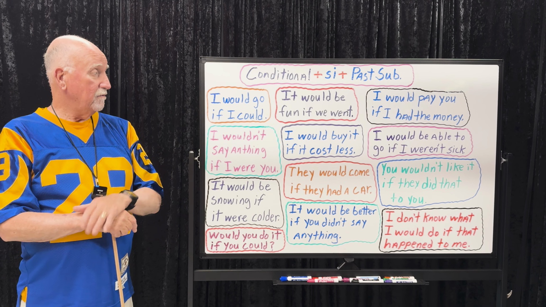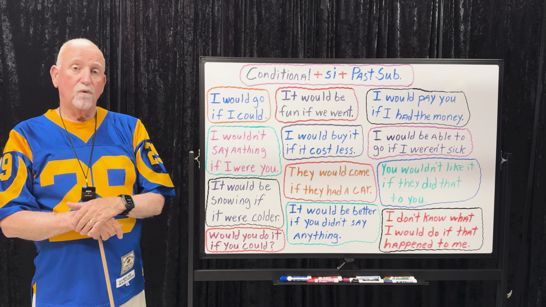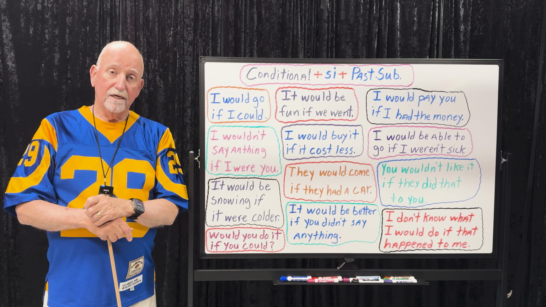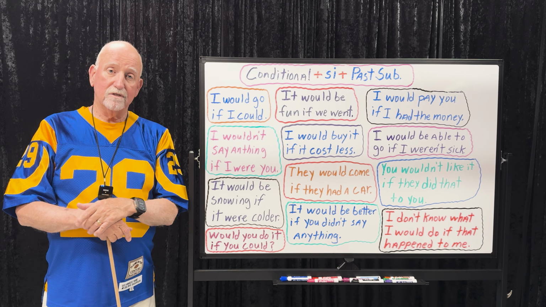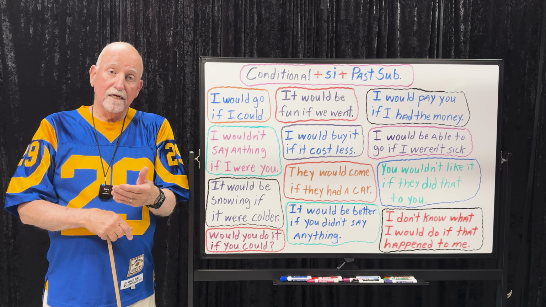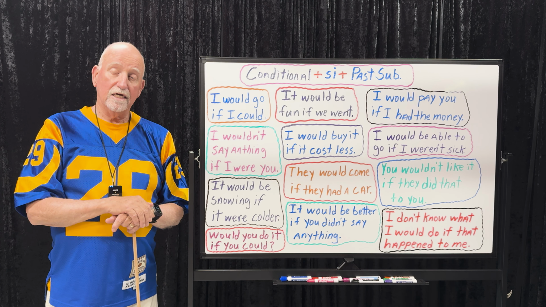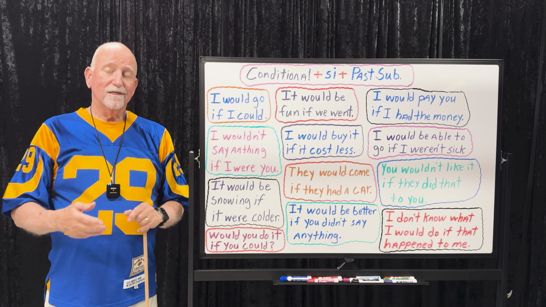So let's see what we got. We have the verb ir, I would go. Okay, so you take the entire infinitive, ir, and then you put the yo conditional ending on, which is ía, with an accent. Iría. If is si, no accent mark. Sí with an accent mark is yes. Si without is if.